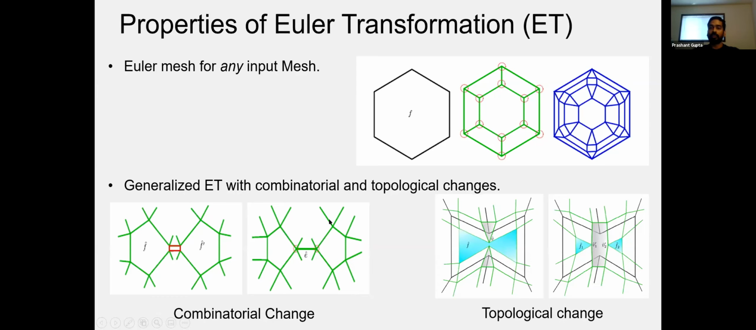As for topological changes, when you have a cell like the one you can see in blue, it will split into 2 cells. And each vertex is still going to have degree 4. So topological changes don't affect the degree of the mesh.